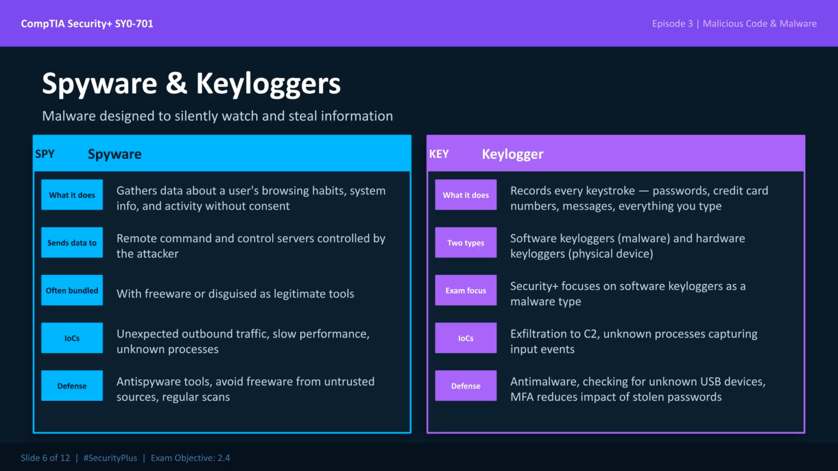Spyware silently gathers information about a user's activity, browsing habits, and system details, then sends it to a remote server controlled by the attacker. It is often bundled with free software. Indicators include unexpected outbound traffic and unknown background processes. A keylogger is a specialized type of spyware that captures every keystroke: passwords, credit card numbers, private messages, everything you type. Both software and hardware keyloggers exist, but the Security Plus exam focuses on software keyloggers as a malware type. Multi-factor authentication reduces the damage of stolen passwords even when a keylogger is present.